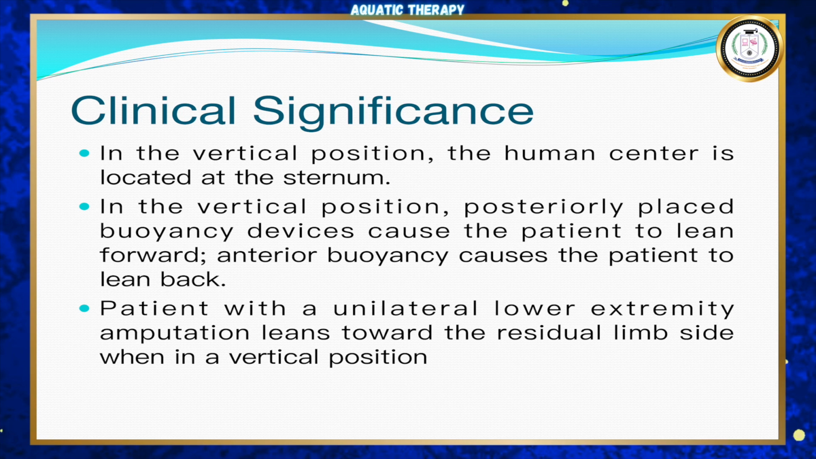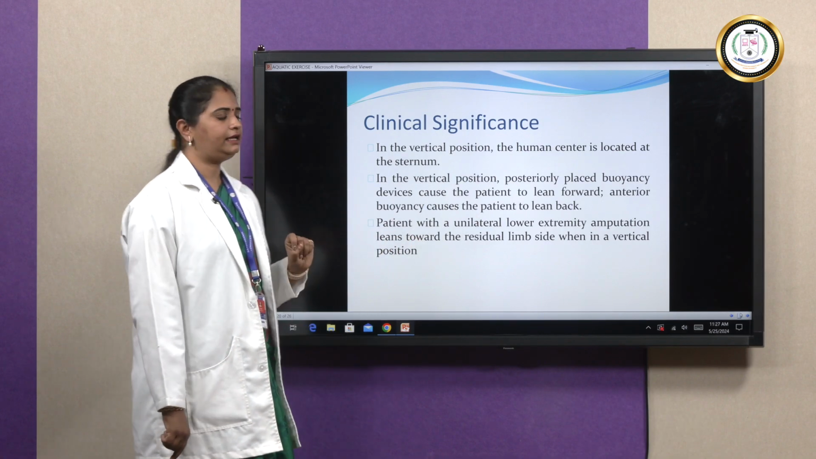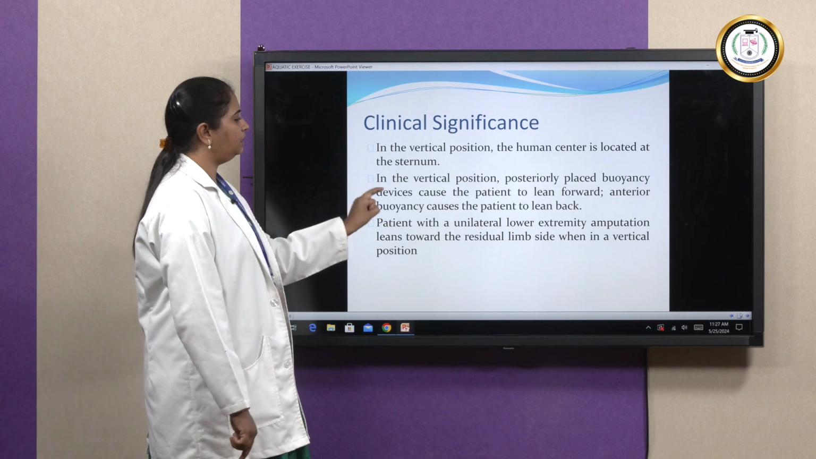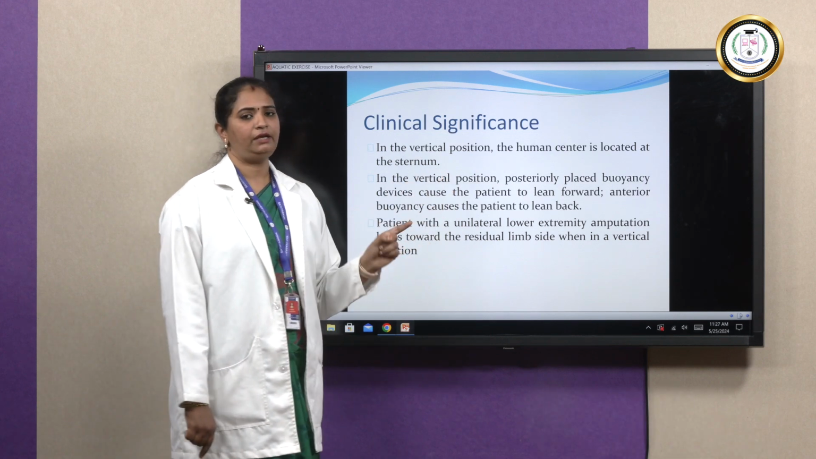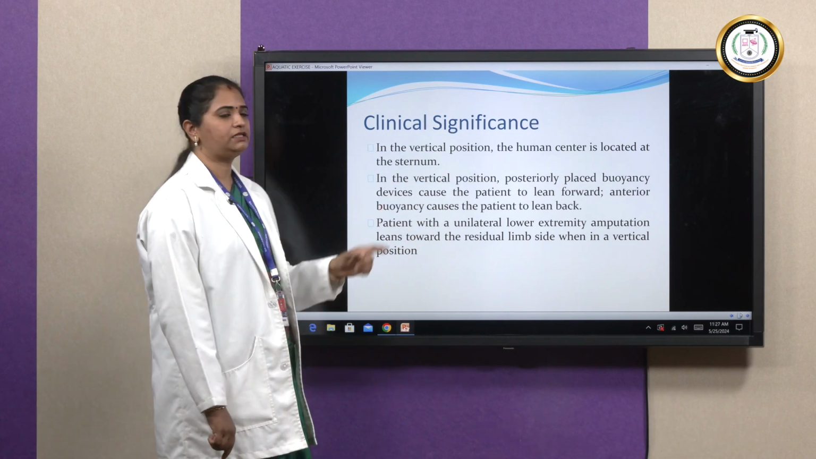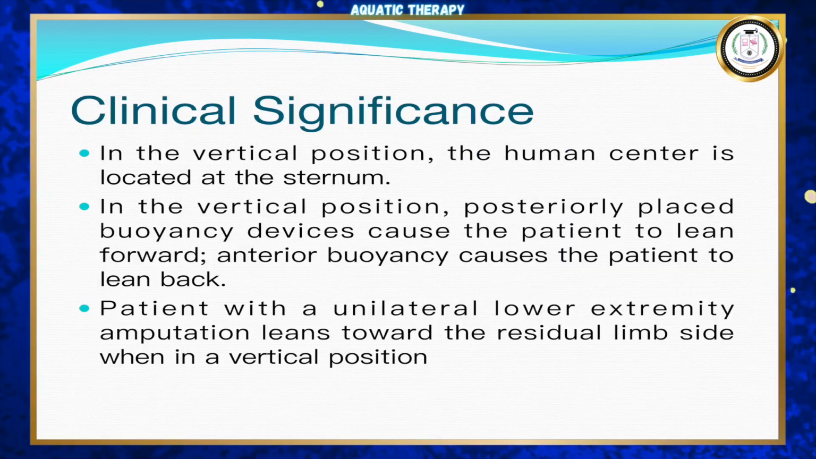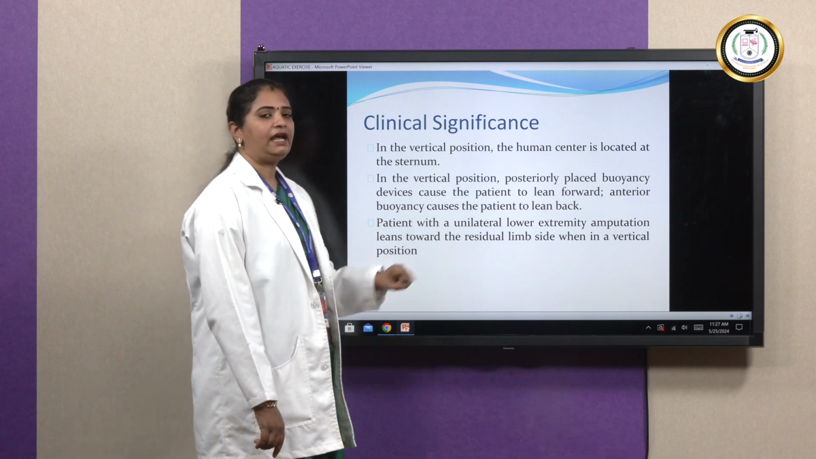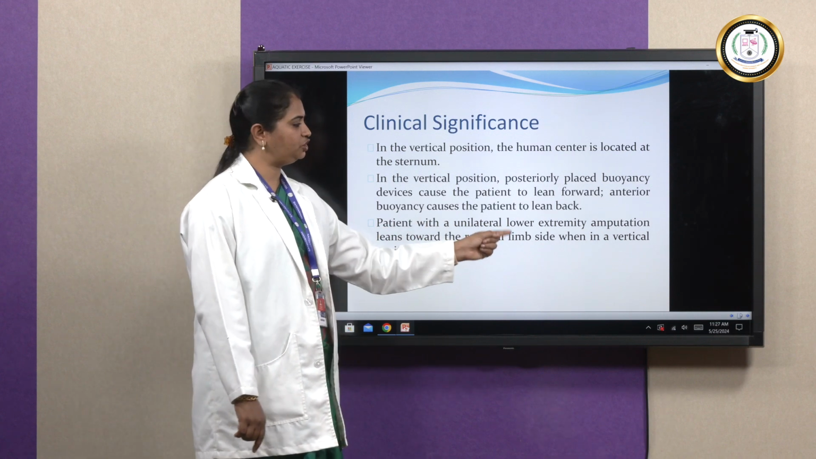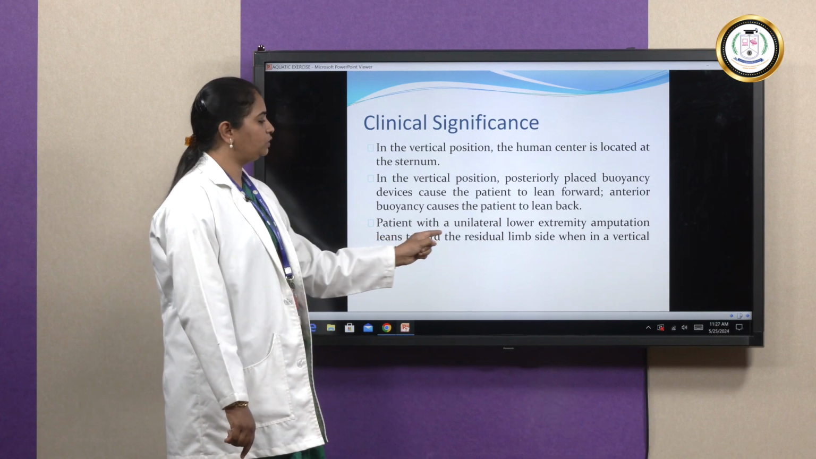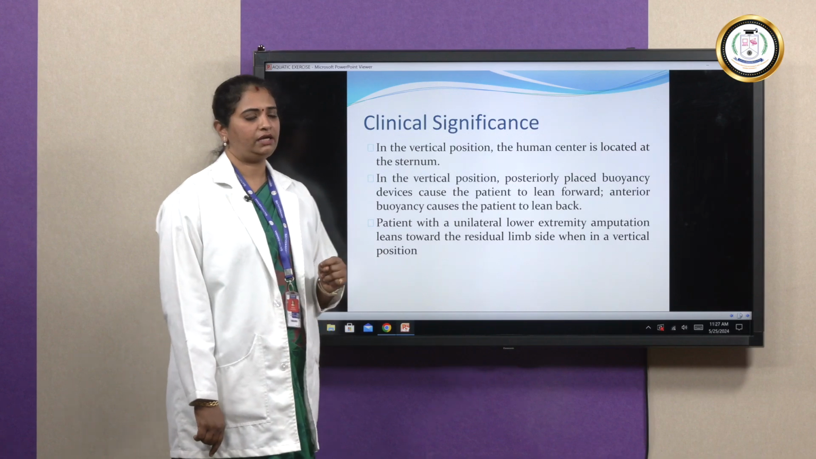Vertical position: the human center of buoyancy is exactly at the sternum. In the vertical position, posteriorly placed buoyancy will cause the patient to lean forward and anteriorly placed buoyancy will make the patient lean backward. A patient with a unilateral leg extremity amputation leans towards the residual limb when immersed in the pool.